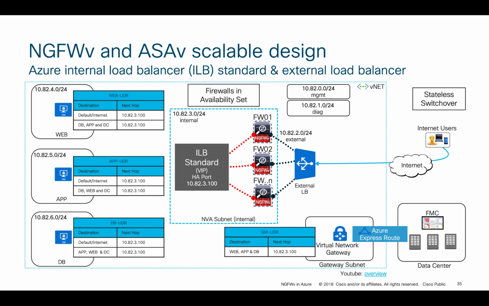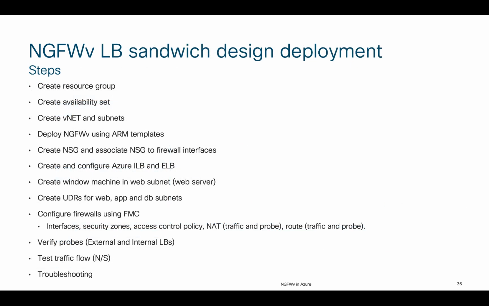I will start with the management subnet. Then I will create the diagnostic subnet, internal and external subnets. These 4 subnets are required to deploy firewalls. Apart from that, I will be deploying application, web, and database subnets. And I will also be creating UDRs to forward traffic to load balancers. And definitely I will show you deployment of the internal load balancer, external load balancer, and how to add these firewalls in the backend pool. So in this demo, I will be covering these points.